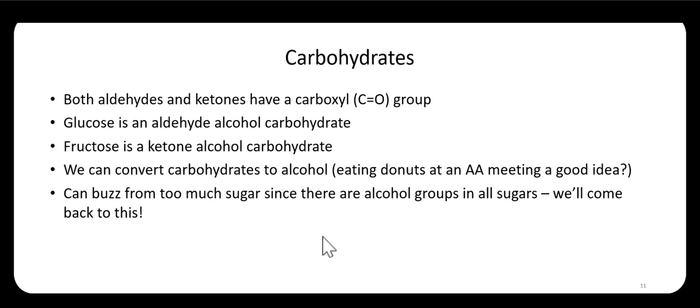Glucose is a 6-carbon monosaccharide in a 6-membered ring. So remember, 1 carbon sticking out and an oxygen is a member of the ring. Fructose is a 6-carbon molecule with a 5-membered ring. We have 2 carbons sticking out and 1 oxygen in the ring. We can convert carbs to alcohol, and we'll talk about that. We'll talk about sugar buzzes and stuff like that when we start processing our carbohydrates.